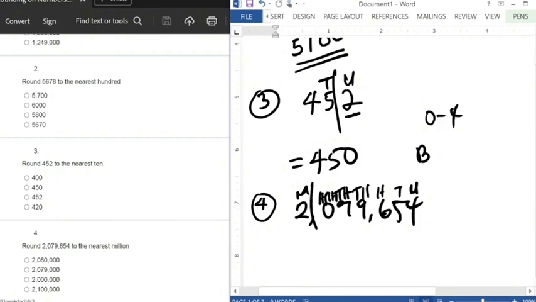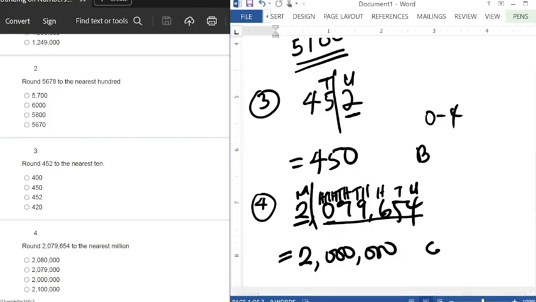Which means we're stopping on 2. The next digit to the right of 2 is 0, which is less than 5, which means we're going to round down. So we are adding nothing to 2. In that case, 2 remains as 2. We change everything here to 0. So 2 million is the final answer, that is option C there. I hope that is very clear. We move to the next, number 5 now.